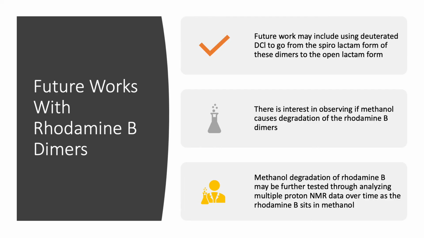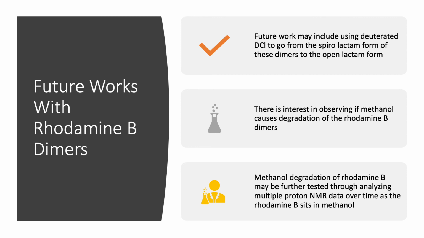To conclude this presentation, I wanted to hit on some future work that we could perform with rhodamine B dimers. The first would be using deuterated DCl as a way to go from the spirolactam form of these dimers to the more open lactam form that I've discussed throughout this presentation, to see if we can go between the two as we please. The second would be to observe if methanol causes degradation of the rhodamine B dimers, because we noticed some odd things occurring while synthesizing and testing these dimers when they sat in methanol.